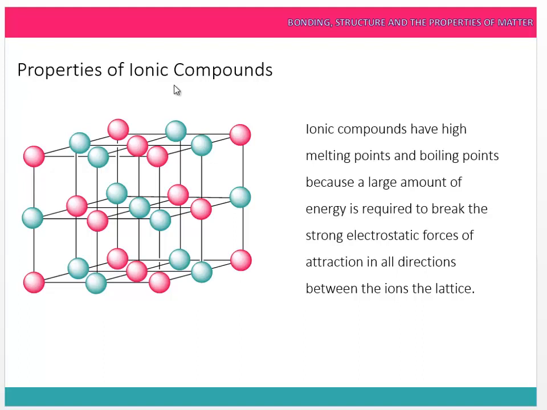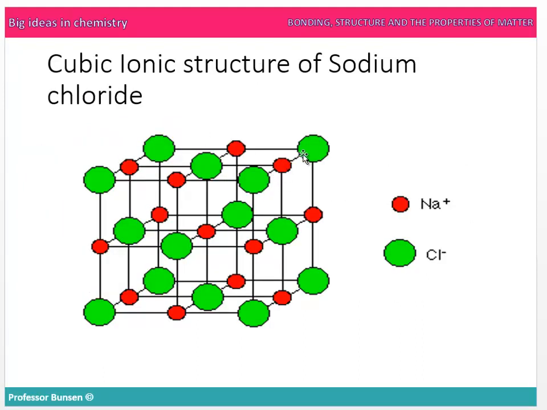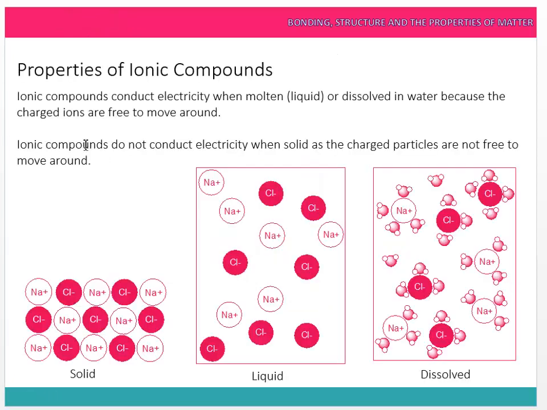Now we have some properties of ionic compounds, and one of them is that ionic compounds have very high melting points and boiling points because of the large amounts of energy required to break the bonds, or the electrostatic forces of attraction. Ionic bonds are very strong bonds. It therefore means that when sodium and chloride ions are joined together, high energy is required to break these bonds.